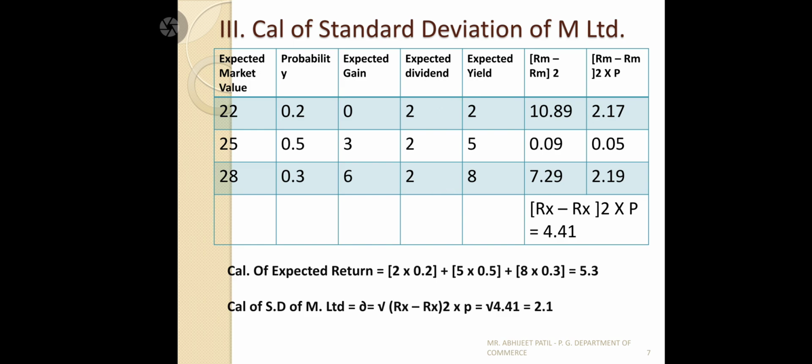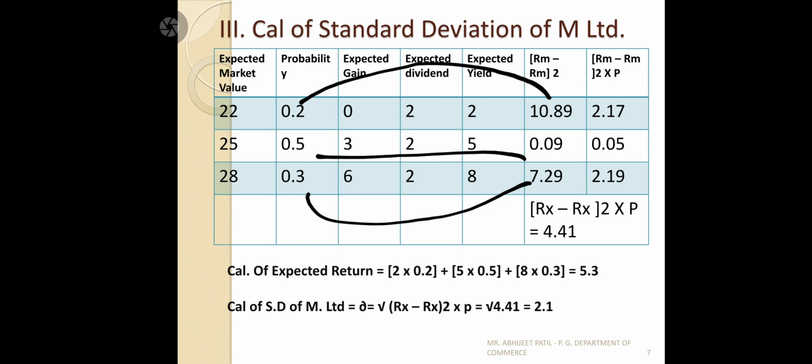Once we get the squares, you should multiply with the probabilities: 10.89 into 0.2, then 0.09 into 0.5, and 7.29 into 0.3, which will give 2.17, then 0.05, then 2.19. The total of that is 4.41, and the square root of 4.41 is 2.1, which is the standard deviation of M Limited.